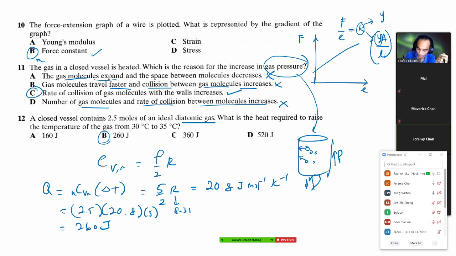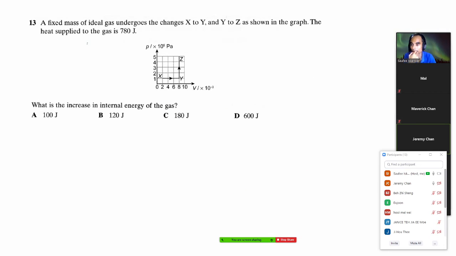Okay. So a fixed mass of ideal gas undergoes a change X to Y, and Y to Z, as shown in the graph. The heat supplied to the gas, Q supplied to gas, is 780 joule. What's the increase of internal energy of the gas? So what is the internal energy, the change of U. Okay, so now we have two processes, X to Y and Y to Z.